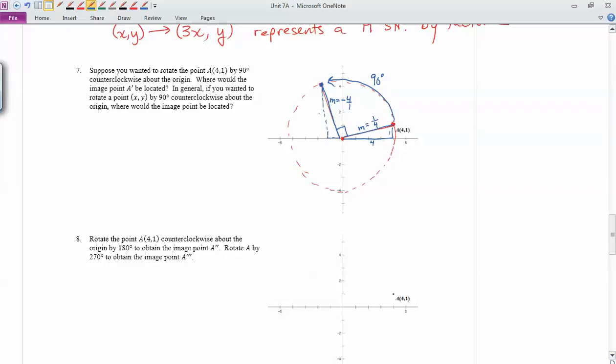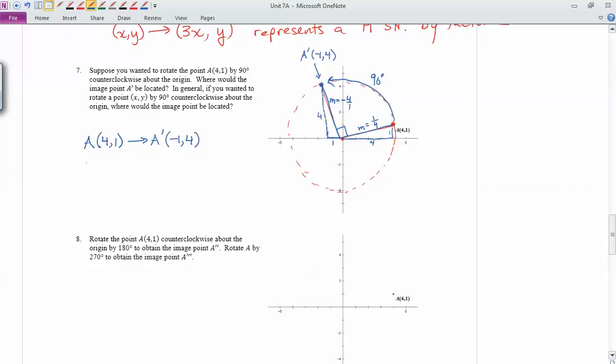which means I'd have to go down 4 units and then over 1 unit to get back to the origin, which then if you count from the origin backwards 1 and up 4, this point right here, A prime, has to be at negative 1 comma 4. So the 90 degree counterclockwise rotation took A, 4, 1, to A prime, negative 1, 4.